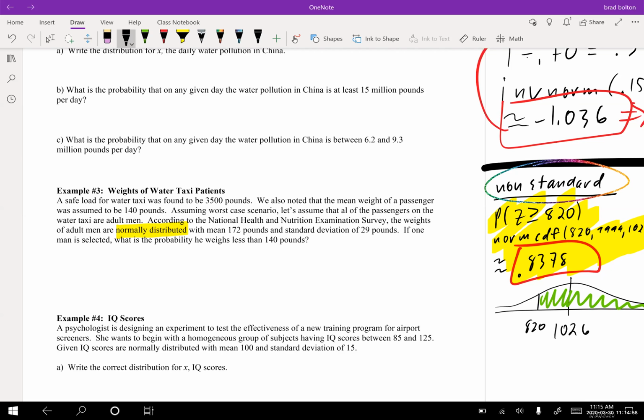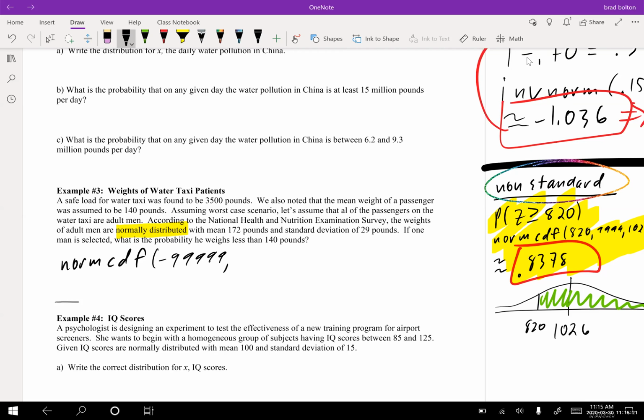There's no part B. I'm doing the different water taxi problem. So we know that we're going to do normal CDF, and then we're going to go negative 9999999. And then where are we going to stop at? Because it says, if one man is selected, what is the probability he weighs less than 140 pounds?